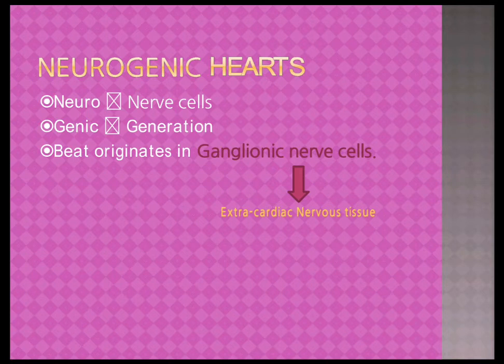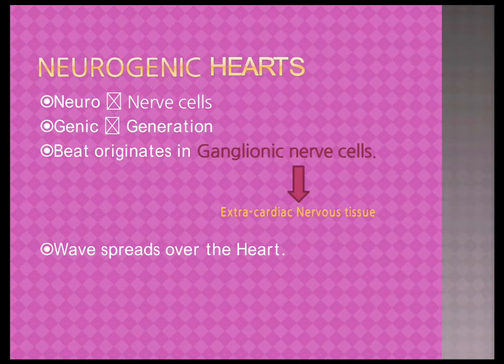But here, the ganglionic nerve cells which are making the impulse for the neurogenic hearts are an extracardiac nervous tissue. That means they are not present inside the heart. They are present towards the outside. They are outside the heart, and they are not a part of the muscular tissue of the heart as it is seen in our case. So I think you are clear about this. They are the extracardiac nervous tissues which are forming the beat for this kind of heart.